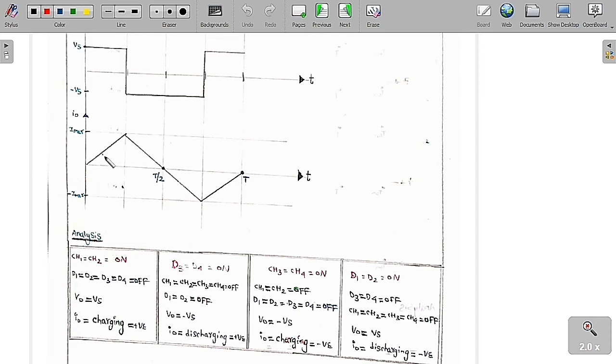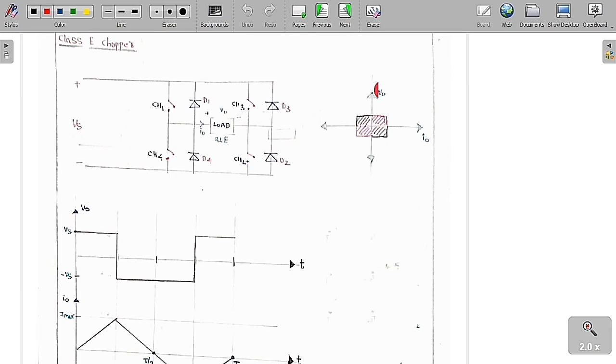So x-axis is current, y-axis is voltage. Plus plus means first coordinate. Plus minus means fourth coordinate. Minus minus means third coordinate. Minus plus means second coordinate. So it is going to cover each and every coordinate. So it is called as the class A chopper.